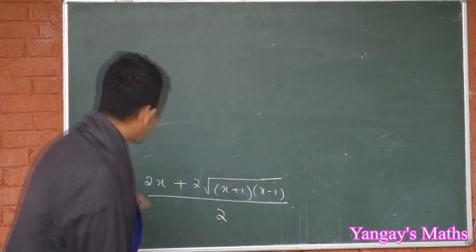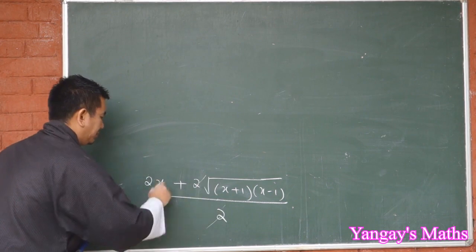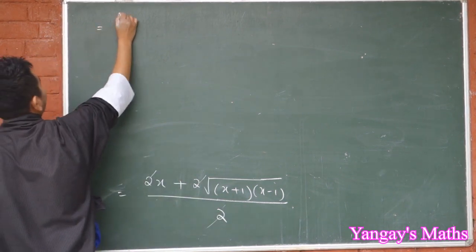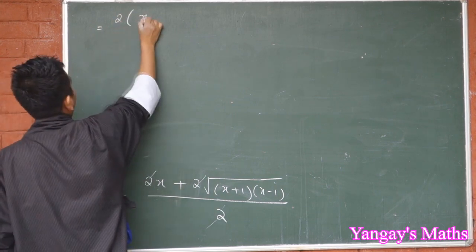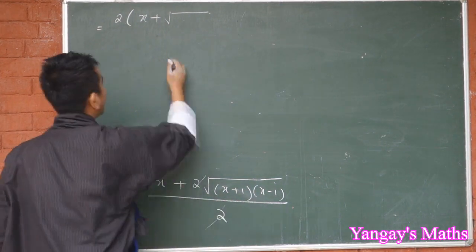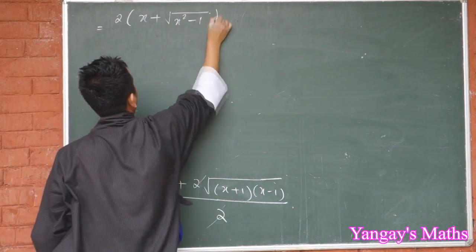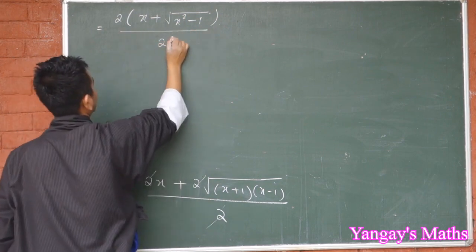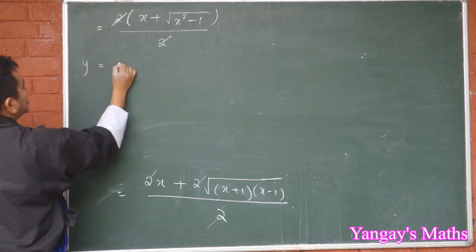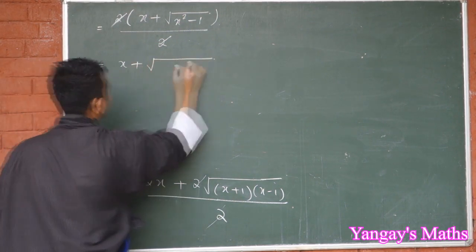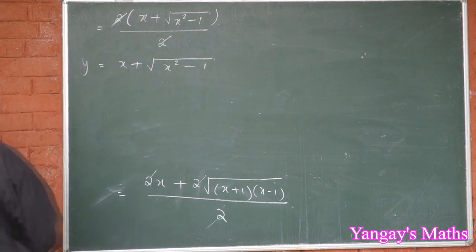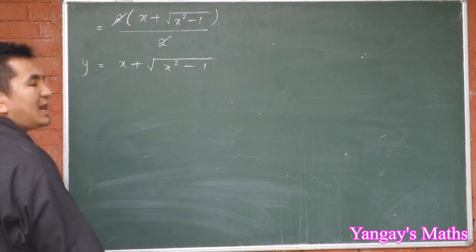Usually what you people do here is you will cancel like 2. No, this is not the correct method, okay? So what we have to do here is, please take 2 common outside first. Similarly, we have x plus root of, this is in the form of a plus b, a minus b, which is equal to a squared minus b squared, divided by 2. Now you can cancel this 2. Finally, we have y is equivalent to x plus root of x squared minus 1. This is the final answer for y.